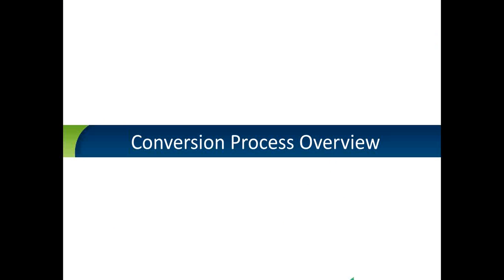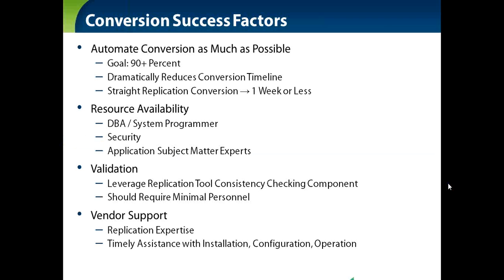So now that you've determined you need to upgrade, what's involved? I mean, selecting a product, you got that done. Now you're looking at a conversion. So the success factors for conversion is to automate as much as possible. Really, 90+% is desirable. For straight replication, it could be 99, 100%. Dramatically reduces the conversion timeline.